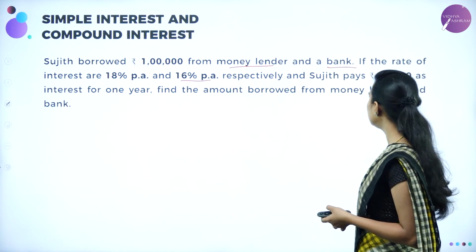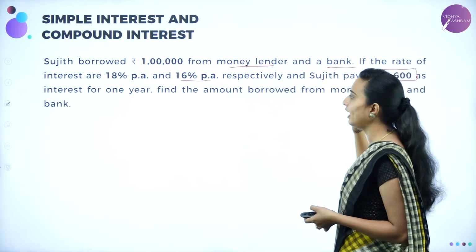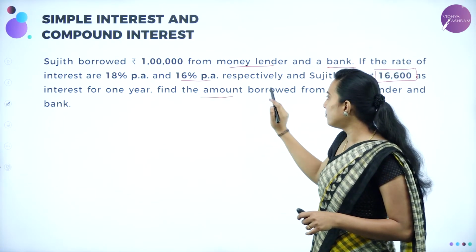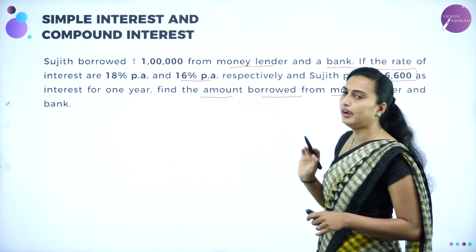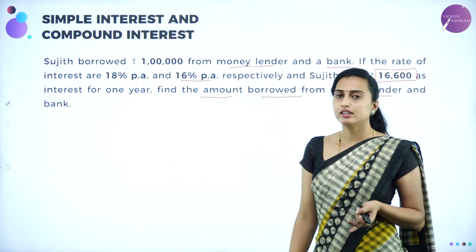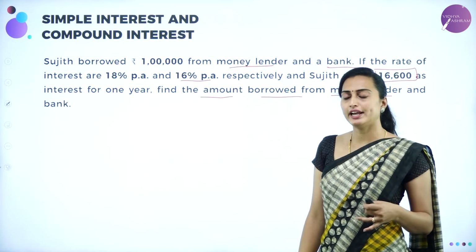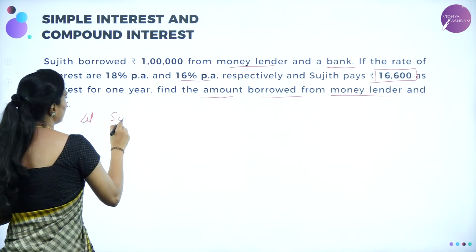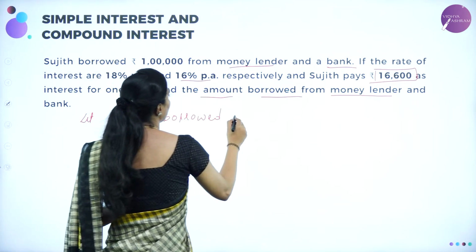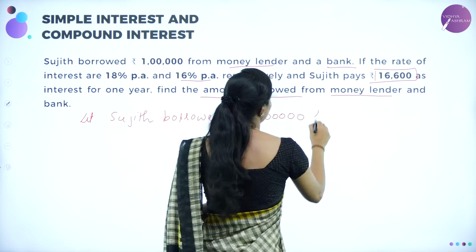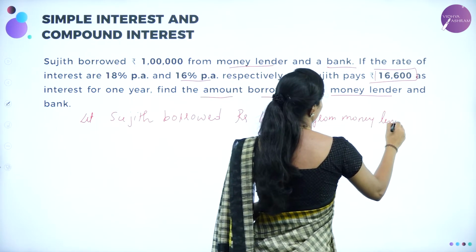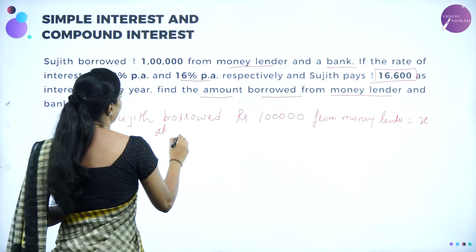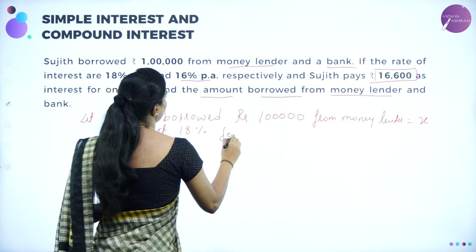Sujit pays rupees 16,600 as the interest for 1 year. Find the amount borrowed from the money lender and the bank. They have asked you to find the total amount borrowed from the money lender as well as the bank. So let Sujit borrow rupees 1 lakh from the money lender, which is equal to X, at 18% for 1 year.